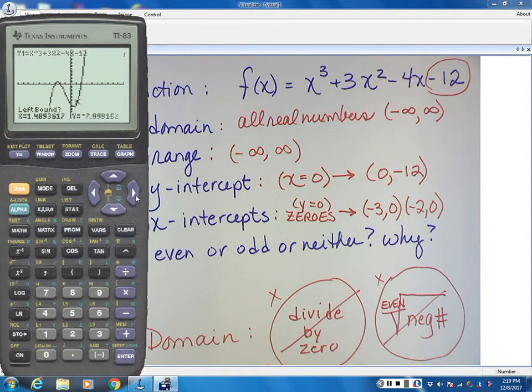I'm sort of lost on what it is you're doing. I was still at range, where you had the negative infinity and the infinity. And then I don't know what you're doing past there.